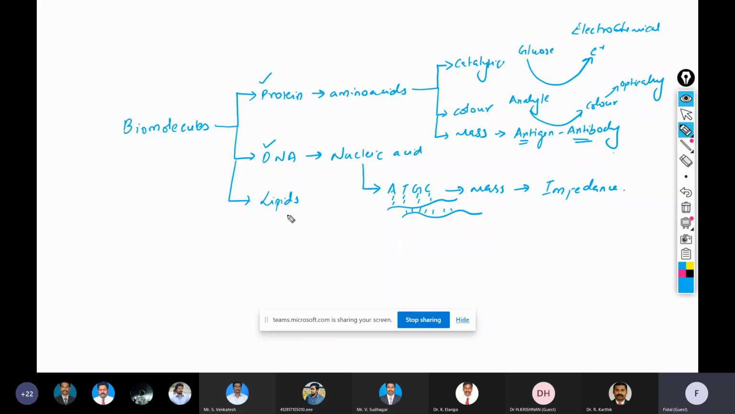Okay. Lipids are not usually used because they don't have that kind of capability of recognizing some other molecule. So mainly, the majority of biosensors use proteins, and proteins will be one of these types: catalytic, color, or mass. Whereas DNA is used in certain cases. These days, with the advancement of COVID, most of the sensors that we use are actually DNA-based sensors, which we commonly call PCR. Okay, so I'll be talking about that also in great detail later. So these are the three kinds of biorecognition molecules that are usually used in sensors.